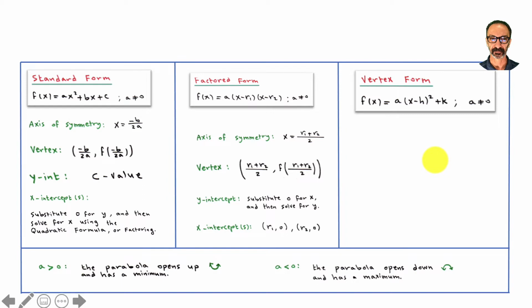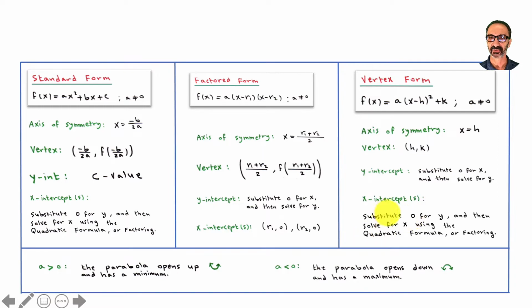The vertex form. The axis of symmetry will be x equals h. The vertex will be h and k. That's why it's called vertex form, because it's written on the vertex or leads you to the vertex straightforward. The y-intercept, you need to substitute x equals 0 and finish calculating. For the x-intercepts, same idea like right here.